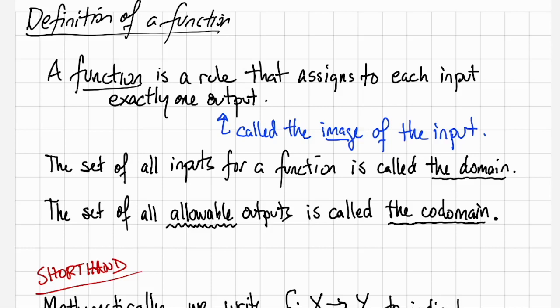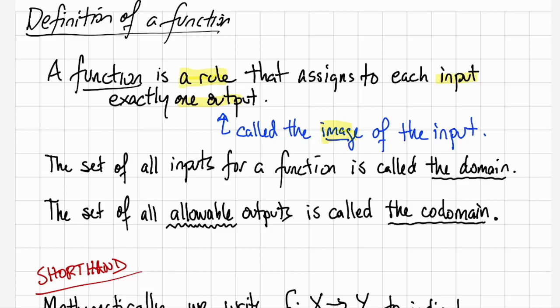So let's start off with a definition. A function is a rule that assigns to each input exactly one output. So you have some rule, you put in an input, and it gives an output. But not only does it give an output, it gives exactly one output. This output is called the image of the input.